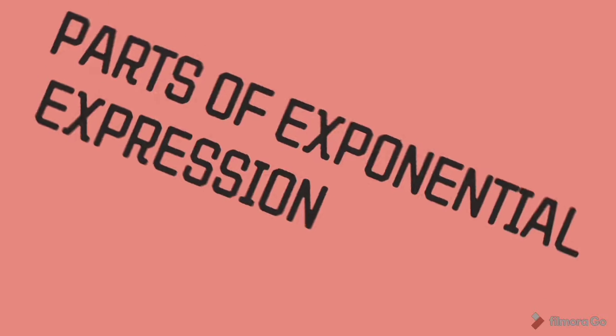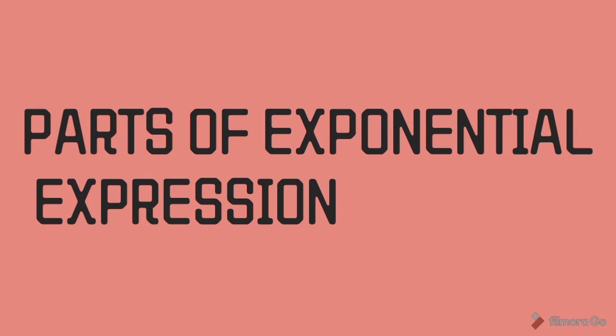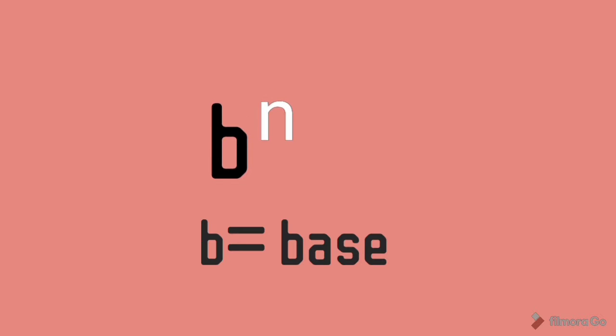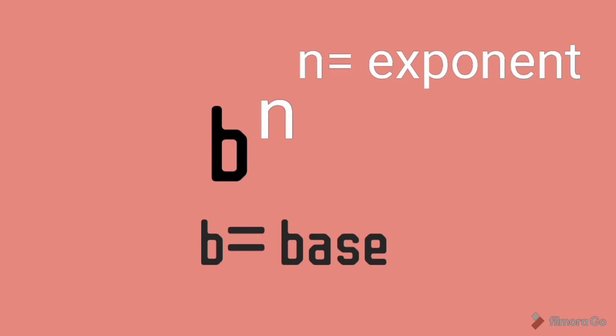Okay, let's first talk about exponential expression. It consists of two variables, which is b raised to n. B stands for base, which is a number or variable that is being multiplied repeatedly in expanded form. N stands for exponent, which is a value that specifies how many times the base will multiply by itself.